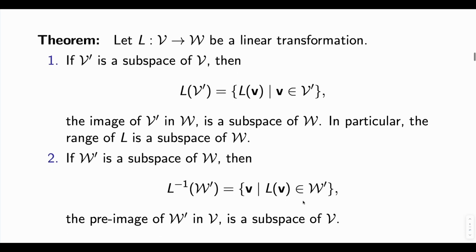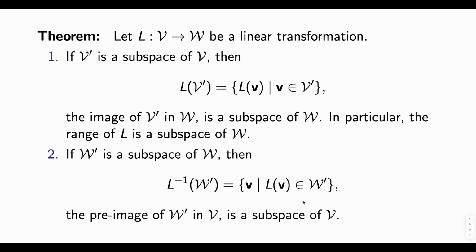Another important result: if L is a linear transformation from V to W, and V dash is a subspace of V, then L of V dash, equal to L of v for all v in V dash, is the image of V dash in W, and it is a subspace. It means a subspace maps to a subspace.